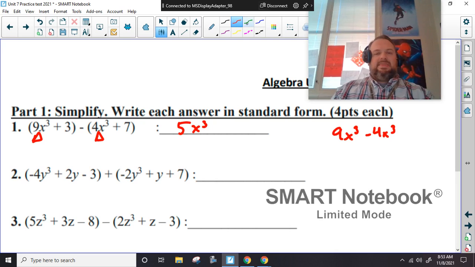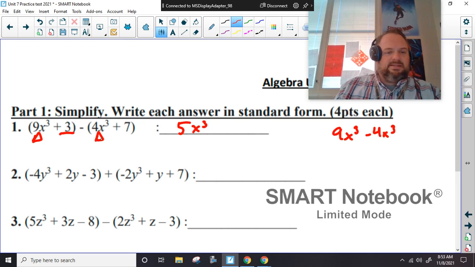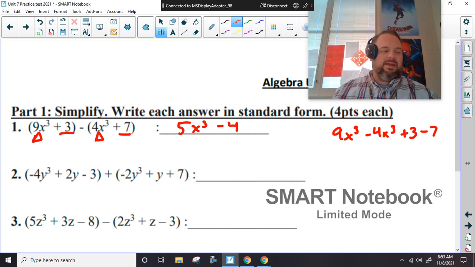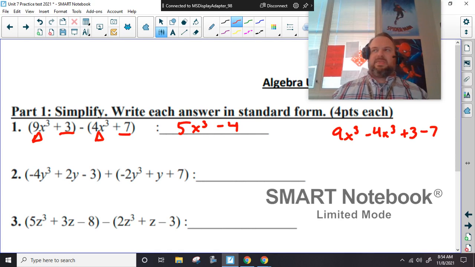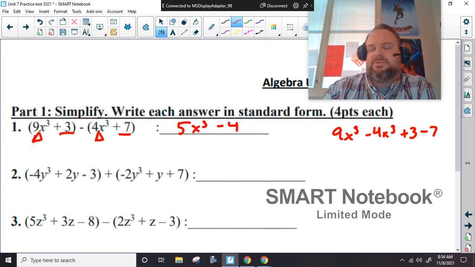And then with our constants, this is like 3 minus 7, which would be -4. Now, we have looked at it this way. We've also looked at it with multiplying the second one by a negative. Either way is okay. You just need to figure out what you want to do.